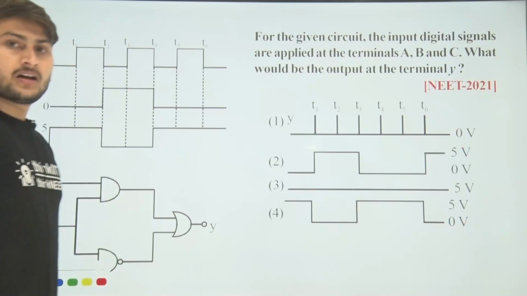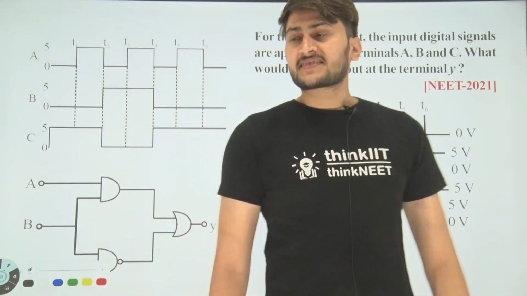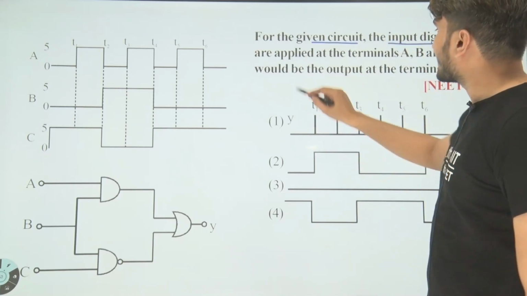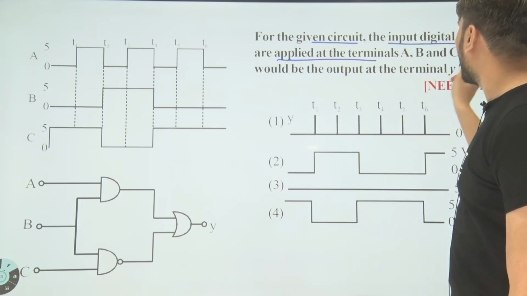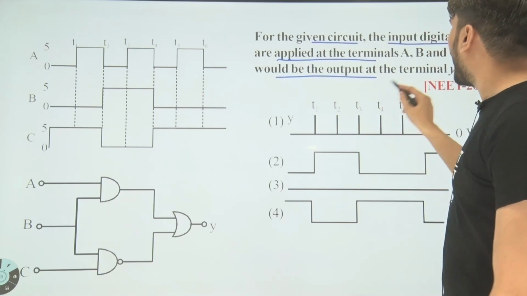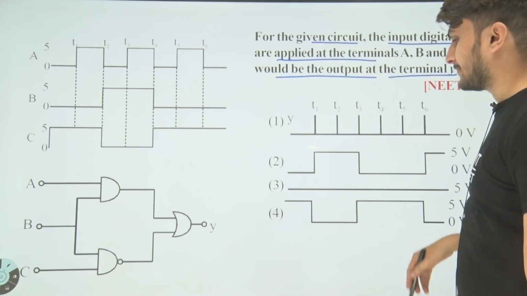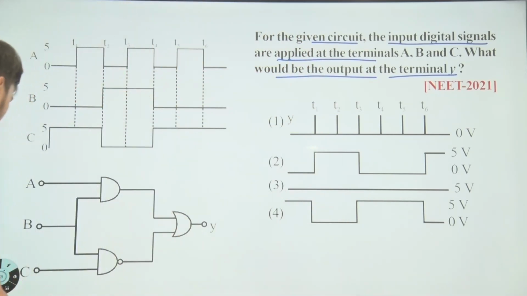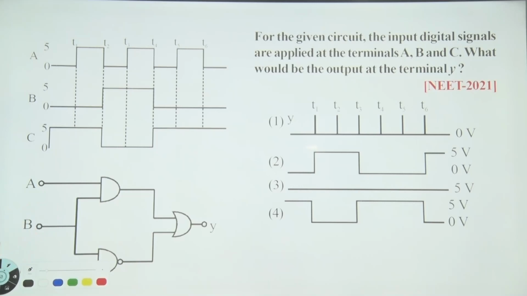Hello students, the question is asking: for the given circuit, the input digital signals are applied at the terminals A, B and C. What will be the output at the terminal Y? Now students, this is the circuit we have been given.